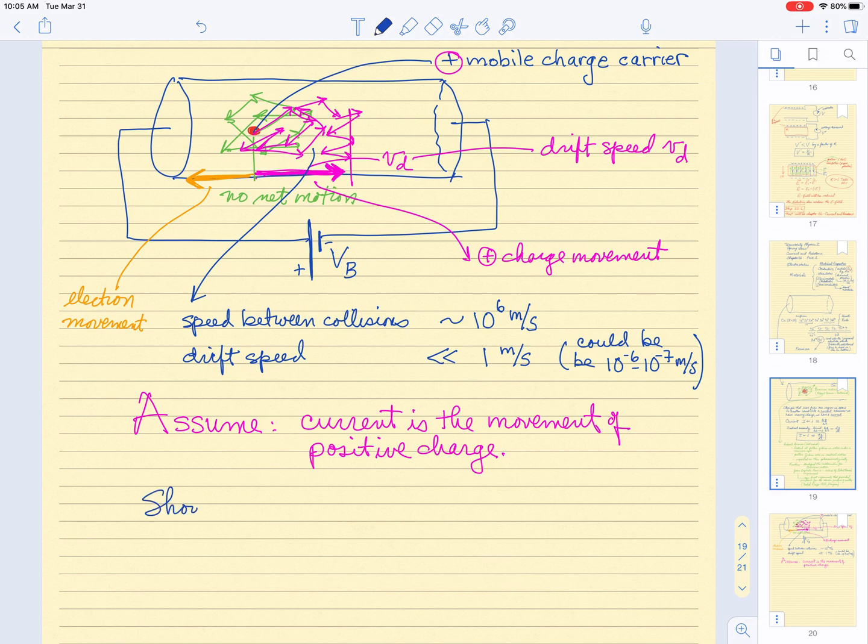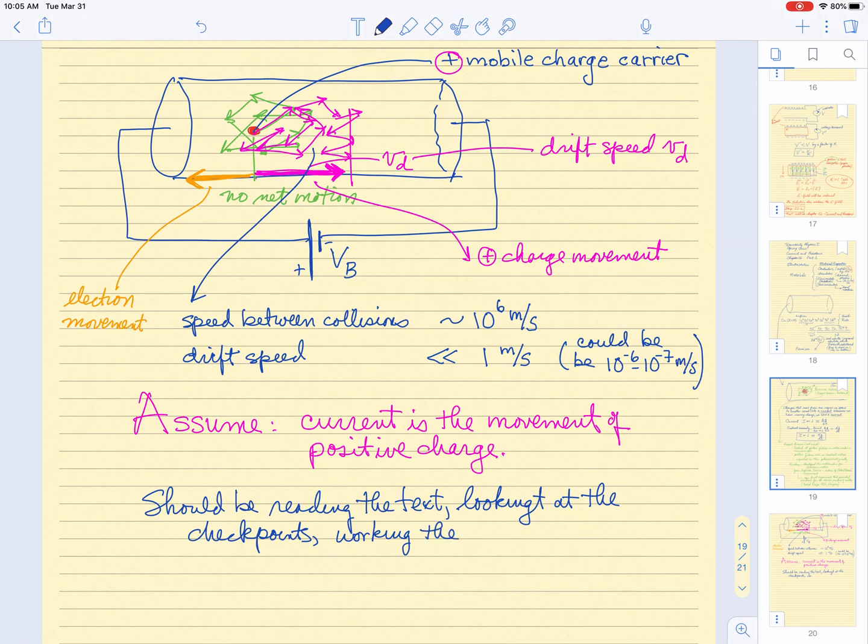You should be reading the text, looking at the checkpoints, working the example problems, and lastly, beginning to tackle the problem assignments at the end of the chapter. Okay?